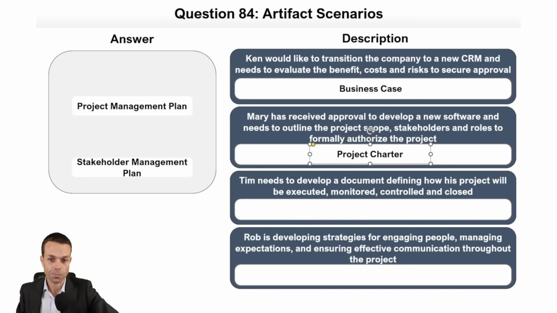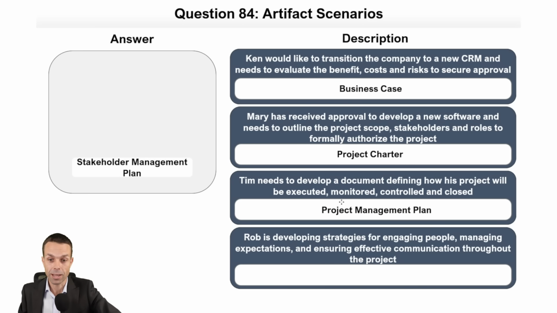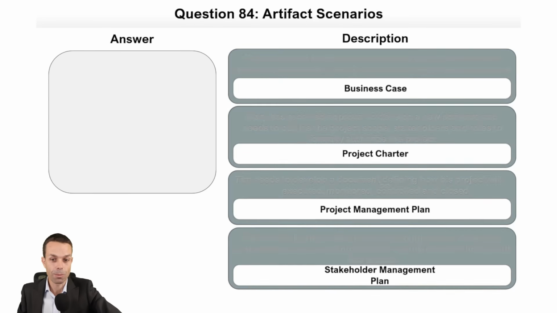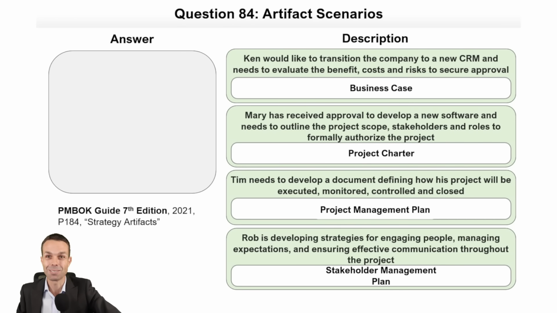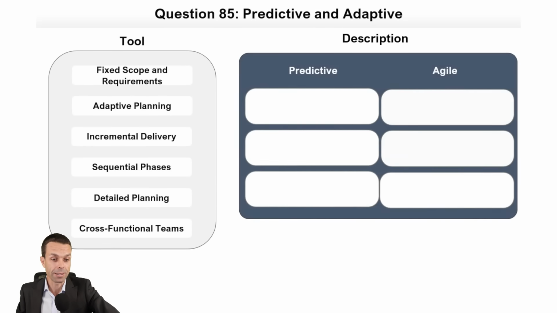Well, let's see. Tim needs to develop a document defining how his project will be executed, monitored, controlled, and closed. That's our project management plan. Rob is developing strategies for engaging people, managing expectations, and ensuring effective communication throughout the project. That's going to be our stakeholder management plan, how we're managing the stakeholders. And that is perfect. Wonderful stuff. Page 184, Strategy Artifacts in the PMBOK Guide, 7th edition.